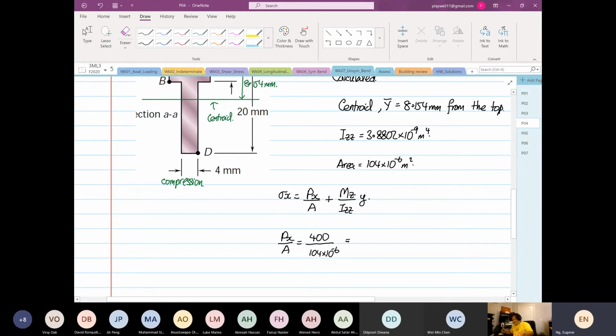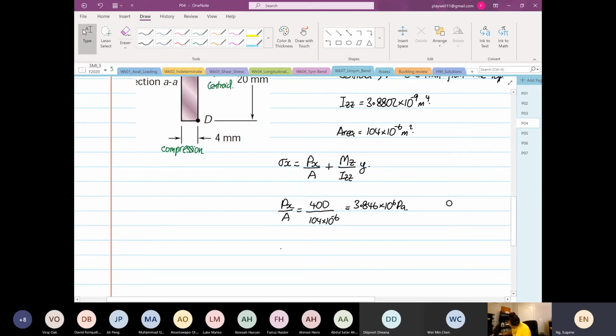So regardless whether point A, point B, or point D, the axial loading will always be the same. The axial loading will never change. 400 divided by 104 times 10 to the power minus 6. So this is equal to 3.846 times 10 to the power 6 Pascal. Okay, this will not change at all.